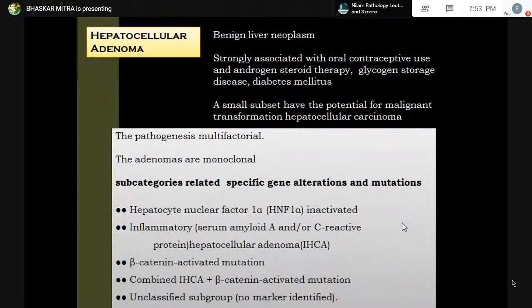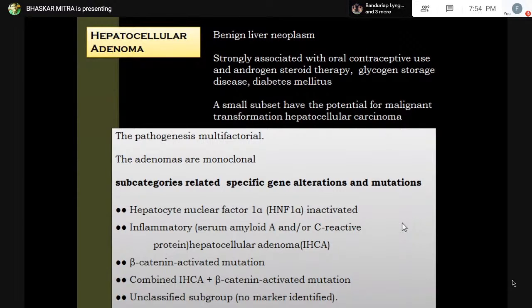Now, these two are the hyperplastic conditions that I have discussed previously. If we look at the clonality, they show the polyclonal nature of the hepatocytes. Now coming to the monoclonal proliferation of the hepatocytes. As the name suggests, monoclonal proliferation has to be a tumor, a neoplastic condition. So first comes the hepatocellular adenoma. It's a benign liver neoplasm.